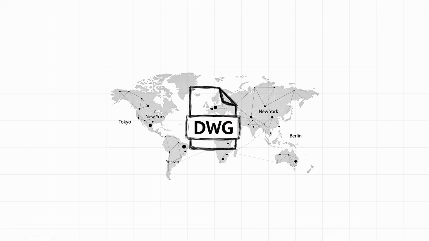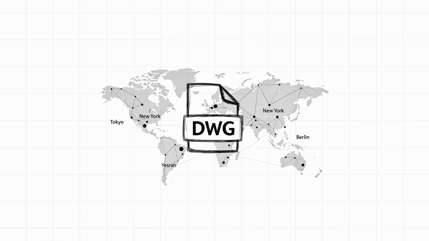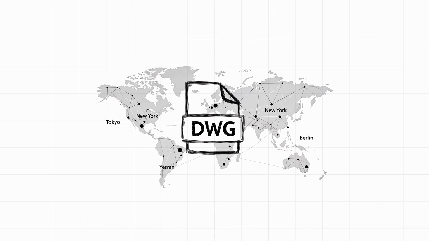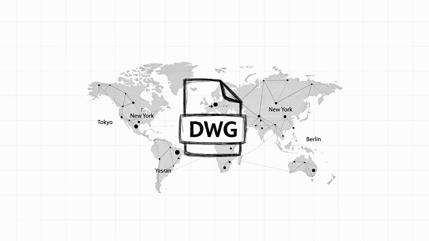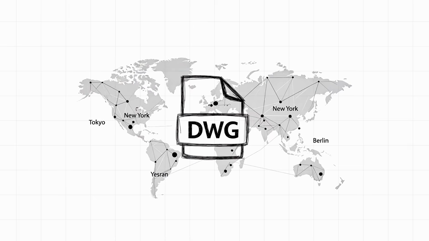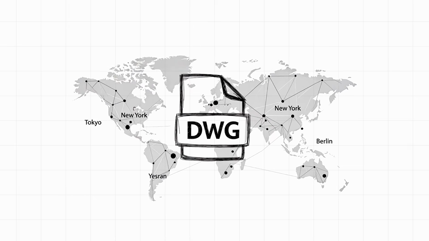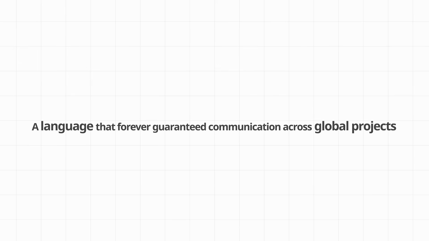DWG. Drawing. A file format that gradually became the universal language of engineers and architects around the world. It doesn't matter if you are in Tokyo, or New York, Dubai, or Berlin. If you send a DWG file, everyone immediately knows what it is. DWG became an unwritten but unbreakable standard, a language that forever guaranteed communication across global projects.